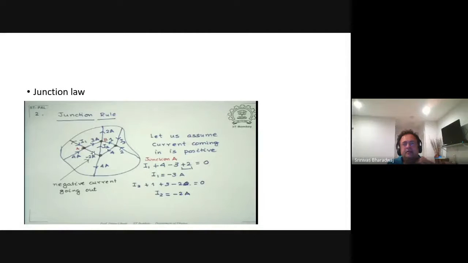You can also rewrite it: all the incoming currents at A, I1 plus 4 minus 3 minus 2 equals 0. That's how he's done it. Then he goes to B, and does the same thing: 3 plus I2 plus I1 minus 2 equals 0. So from these two equations, he gets I1 and I2. That's how he goes about it.